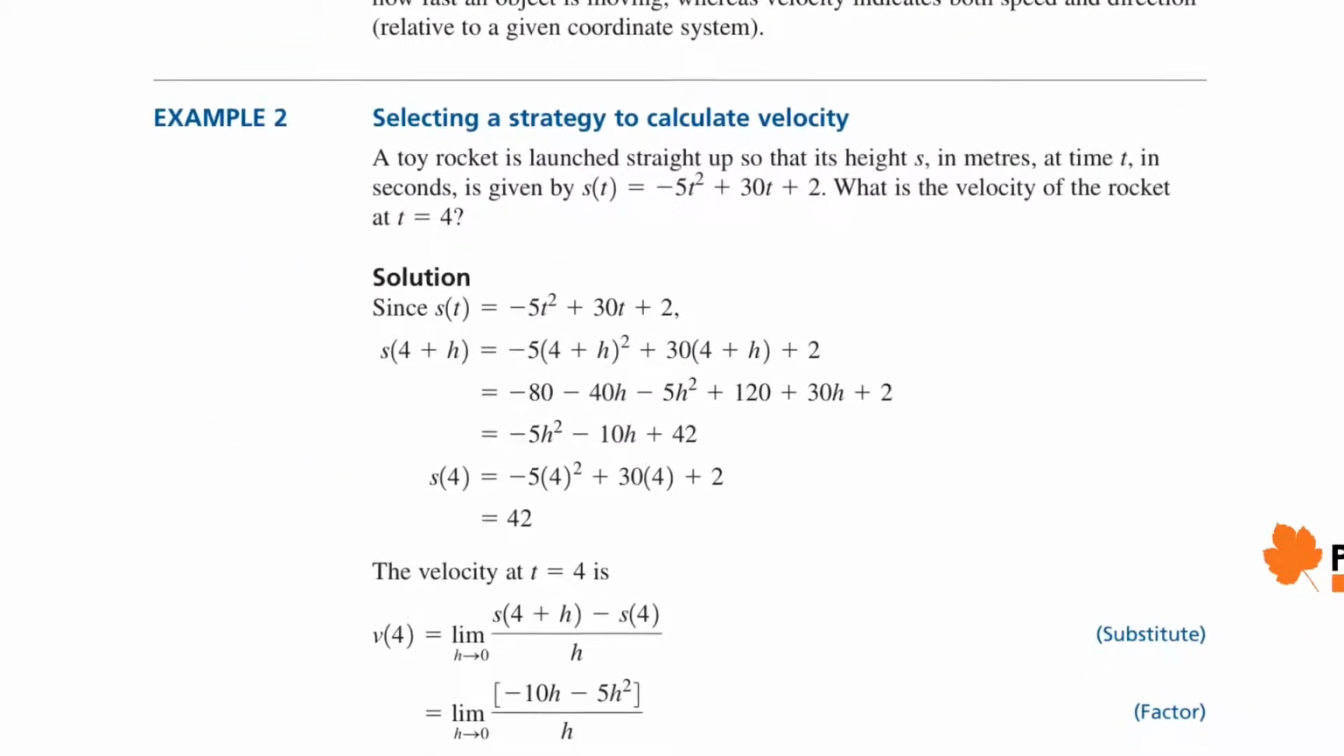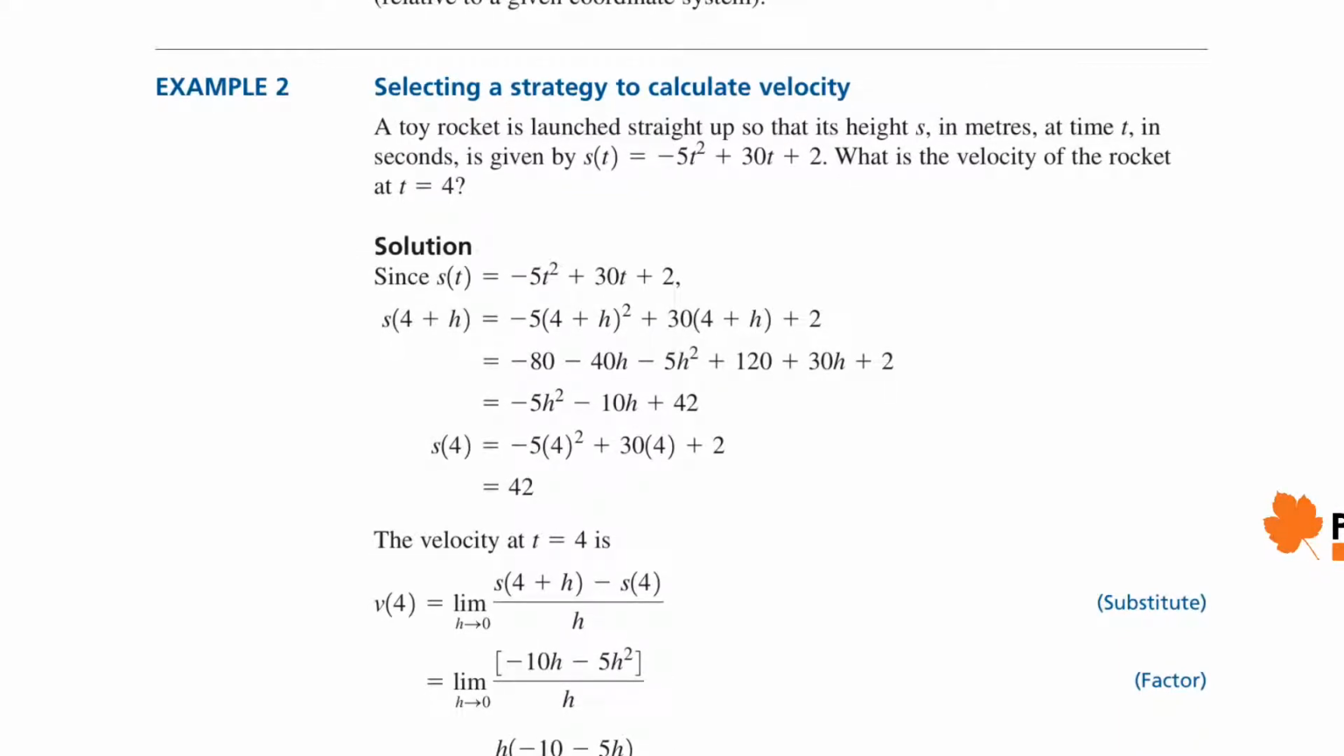Let's work on another example. Example 2. A toy rocket is launched straight up so that its height s in meters at time t in seconds is given by this equation: s(t) equals negative 5t squared plus 30t plus 2. What is the velocity of the rocket at t equals 4?